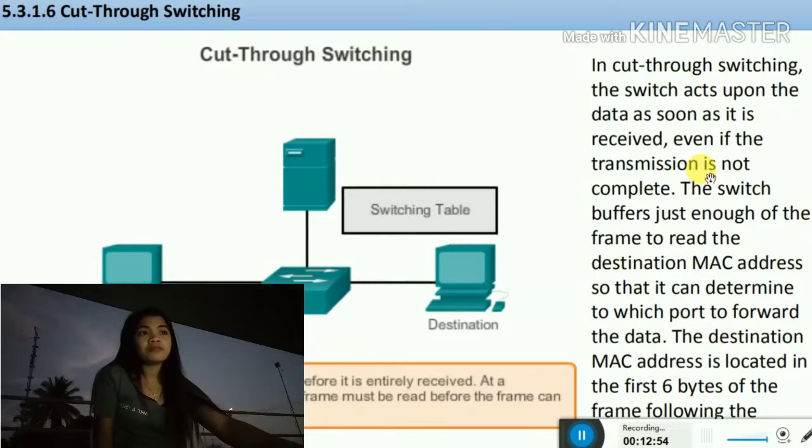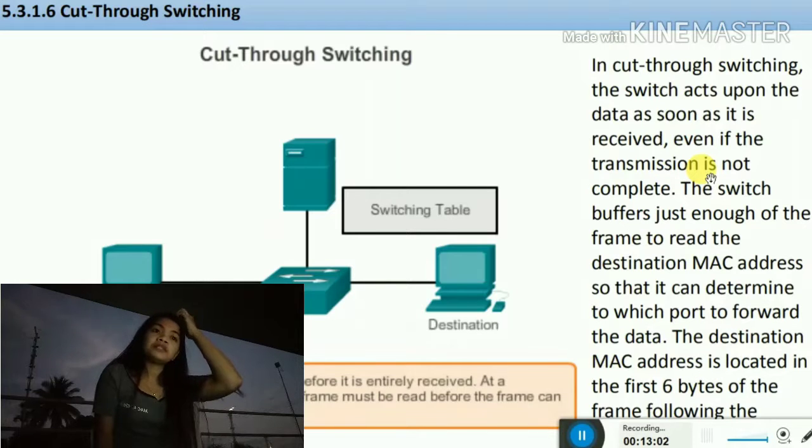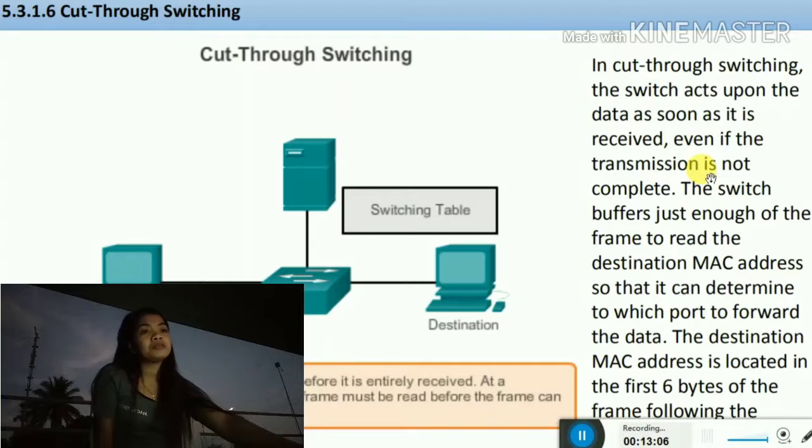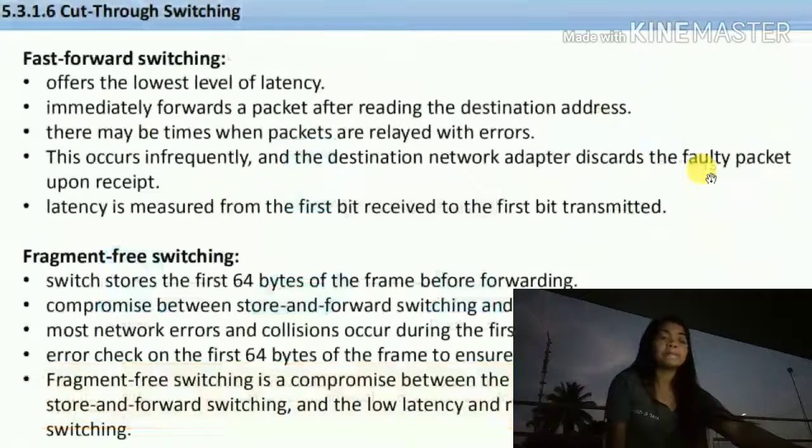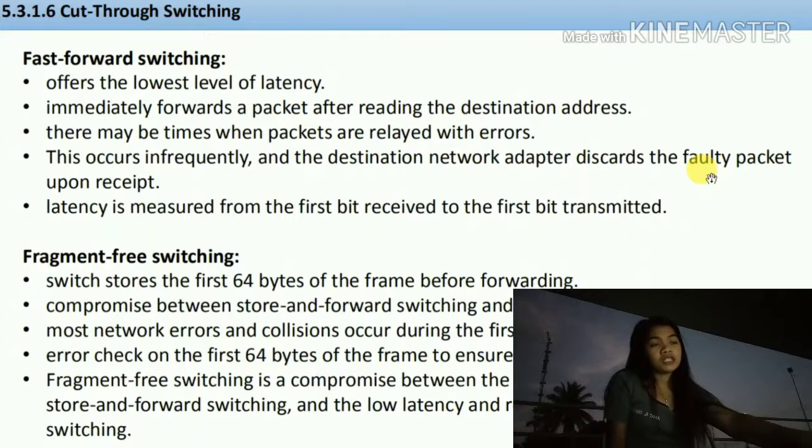There may be times when packets are forwarded with errors. Latency is measured from the first bit received to the first bit transmitted. In fragment-free switching, the switch stores the first 64 bytes of the frame before forwarding. It is a compromise between store-and-forward switching and fast-forward switching, and it filters most network errors and collisions. As discussed, in store-and-forward the switch analyzes all of the packet before it forwards it to the destination.